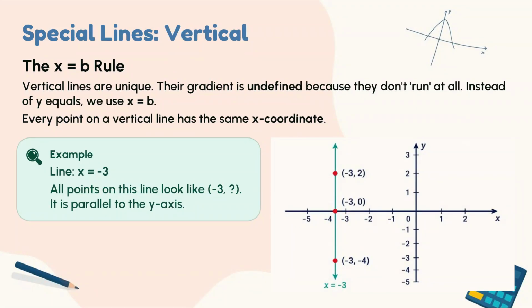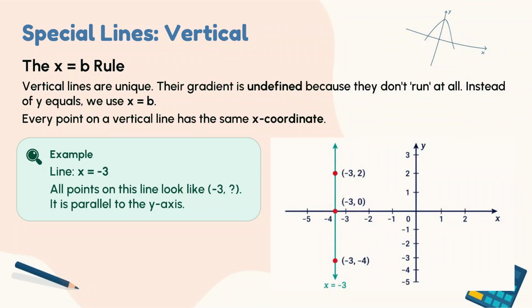Vertical lines are different. A vertical line runs up and down and is parallel to the y-axis. Its equation has the form x equals b. For example, x equals -3 is a vertical line. Every point on this line has an x-coordinate of -3. The y-coordinate can change, but the x-coordinate stays fixed. So the points could be (-3, 0), (-3, 2), or (-3, -5).